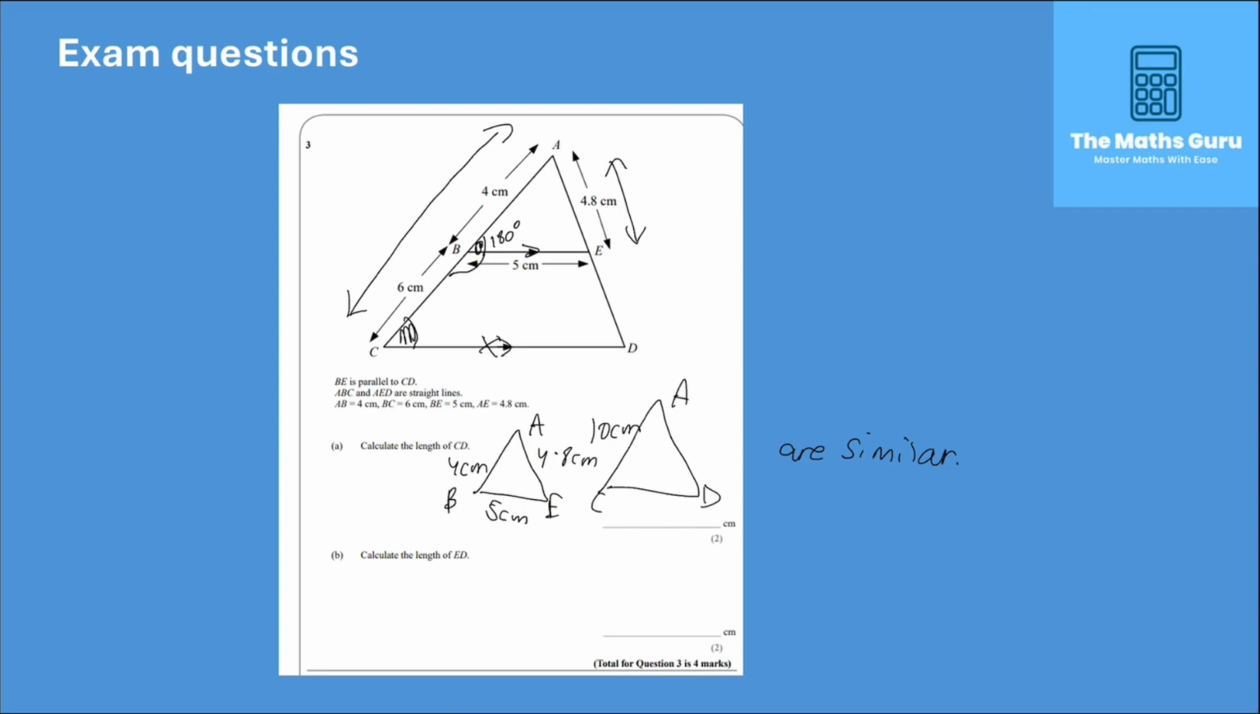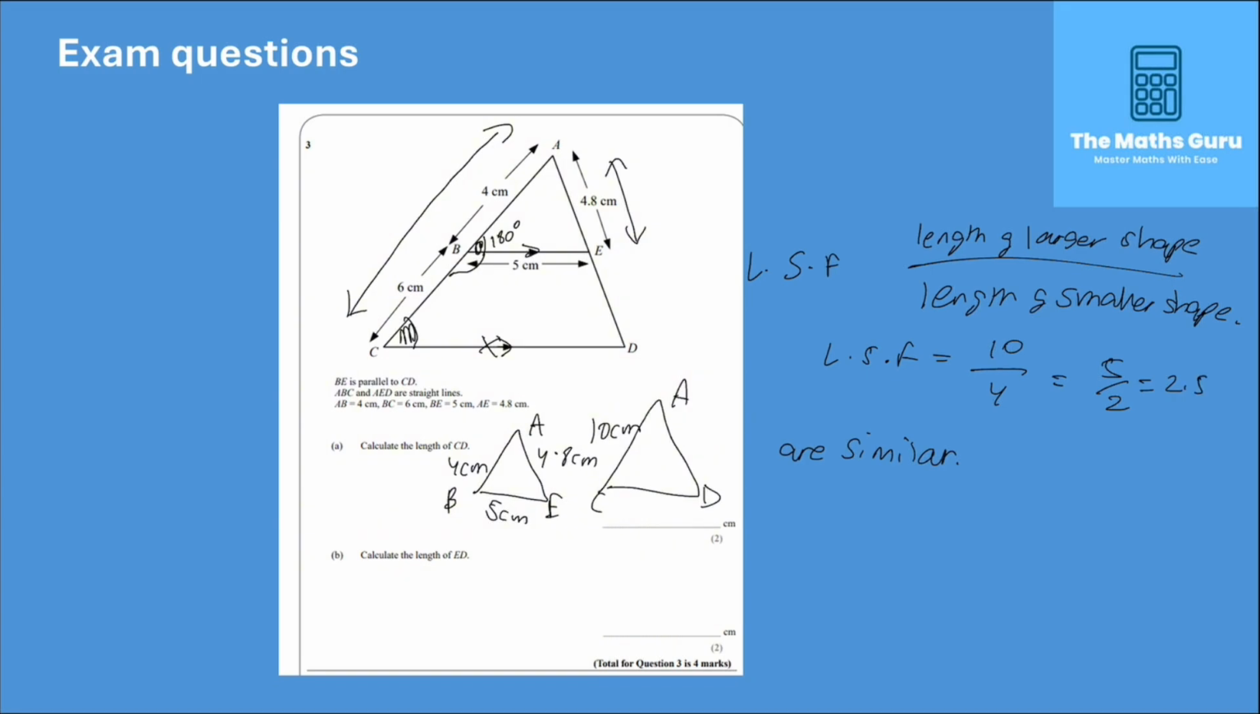So we can use our scaling formula by saying the scale factor, or the length scale factor to be more specific, is the length of the larger shape over the length of the smaller shape. Hence, our length scale factor is going to be 10 over 4, which is equal to 5 over 2, or 2.5. That's our length scale factor.